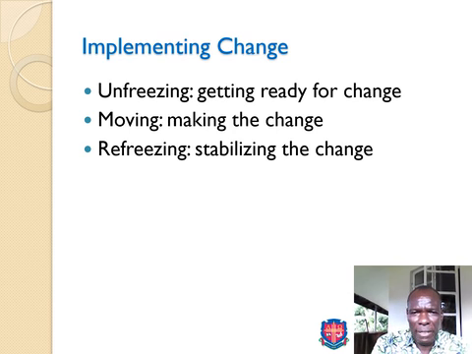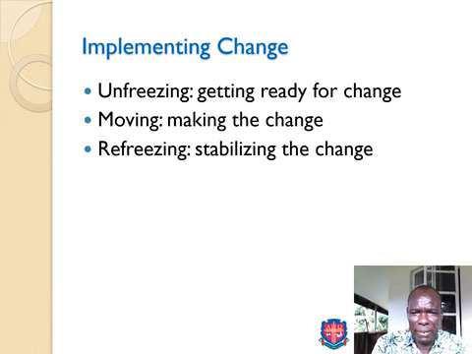So you have to get ready for the change. That is what Kurt Lewin calls unfreezing. And then moving means making the change, like what we are doing now. We are implementing the change. Then up to some point, you have to refreeze by stabilizing the change. Once these things are working well, you need to refreeze.